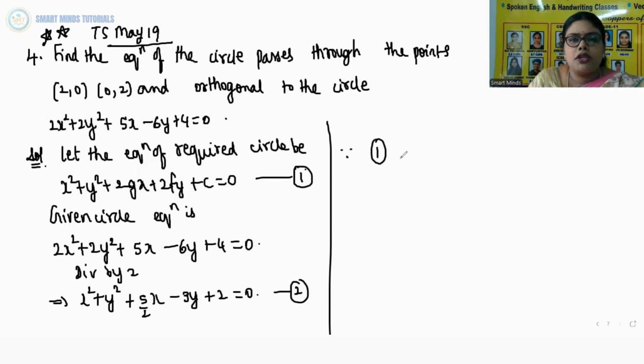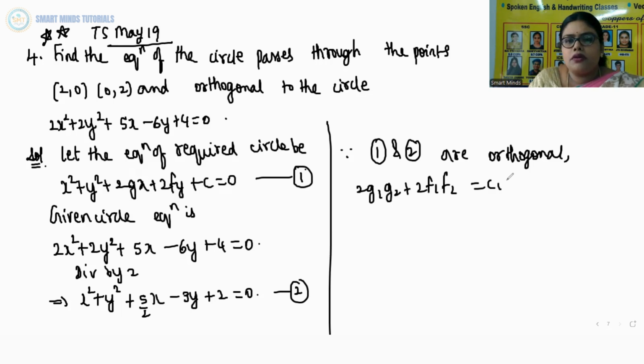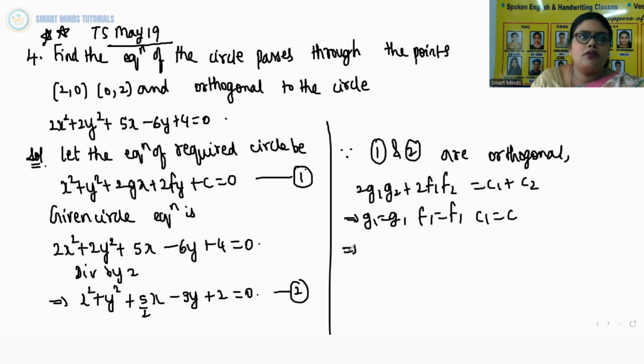Now since equation number 1 and 2 are orthogonal, we use the same condition: 2g1g2 plus 2f1f2 is equal to c1 plus c2. From the first equation we will get g1, f1, c1. So g1 is g, f1 is f, c1 is c. From the general equation we always get g, f, c only. And from the second equation, do it carefully, you have a fraction.